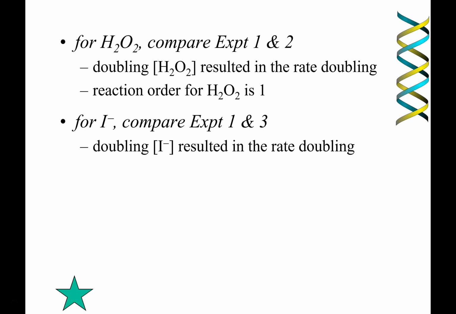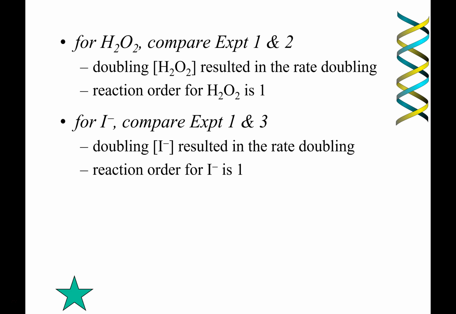We compare experiments 1 and 3 because the only thing that changed was the molar concentration of I minus, and doubling the molar concentration of I minus resulted in doubling the rate. It's almost like you're looking at it and thinking, well, that must mean it's second order. No, doubling the molar concentration, doubling the rate means it's first order. Just like I tried to show you a minute ago.